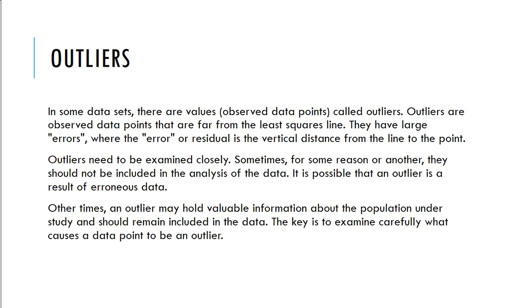So let's talk about outliers. In some data sets, there are values called outliers. These are data points that are far away from the least squares line. They have large errors, where the error or the residual is the vertical distance from the line to the point. Outliers need to be examined closely. Sometimes, for one reason or another, they should not be included in the analysis of the data. It is possible that an outlier is a result of extraneous data. Other times, an outlier may hold valuable information about the population under study and should remain in the data. The key is to examine carefully what causes a data point to be an outlier.